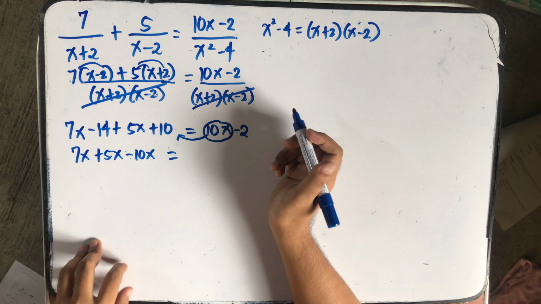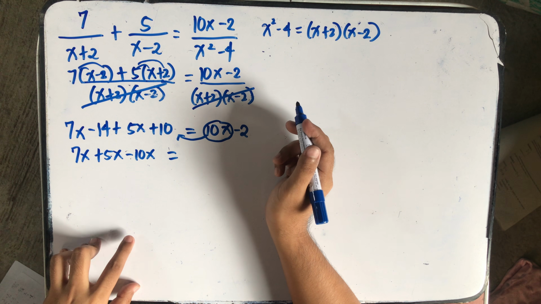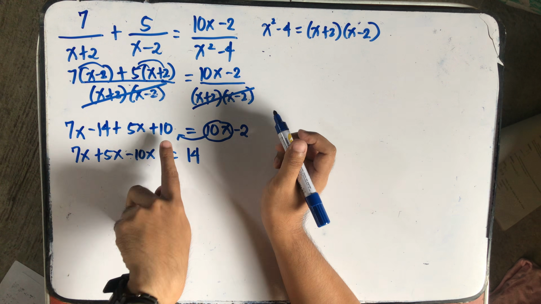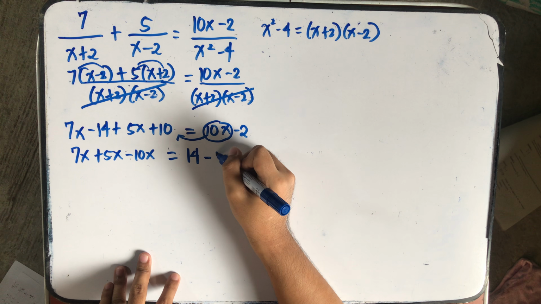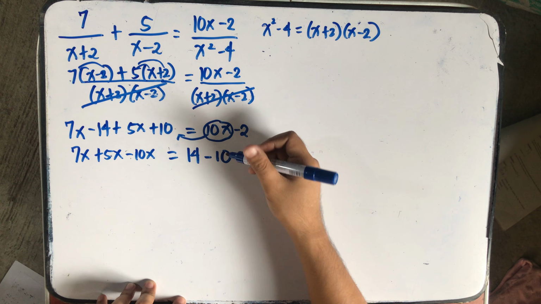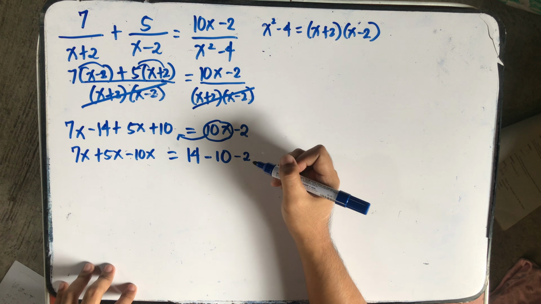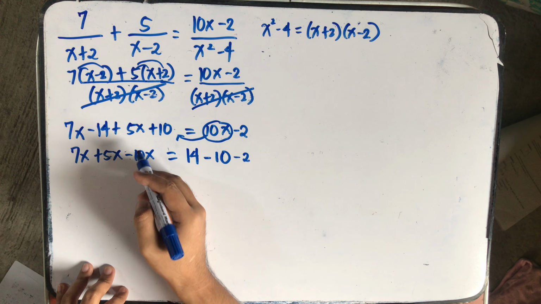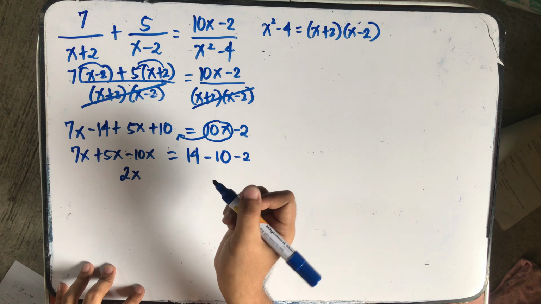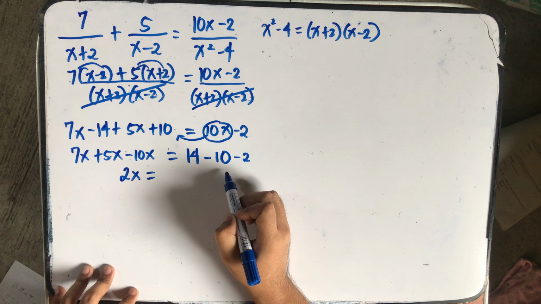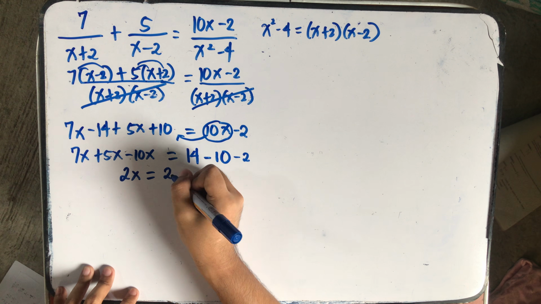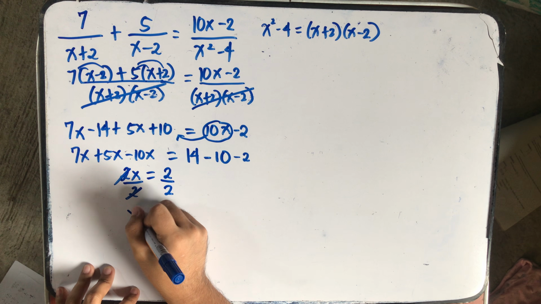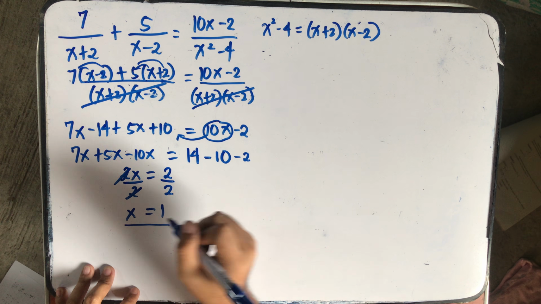Okay, transfer out all the constants to the right side. If this is negative 14, we have positive 14, negative 10, that is positive 10, therefore we'll be getting negative 10 to the right side and negative 2. 7x, 5x, so that is 12x minus 10x, therefore it becomes 2x is equal to 14 minus 10 minus 2, that would be 2. Divide both sides by 2, cancel out 2, therefore x is equal to 1.